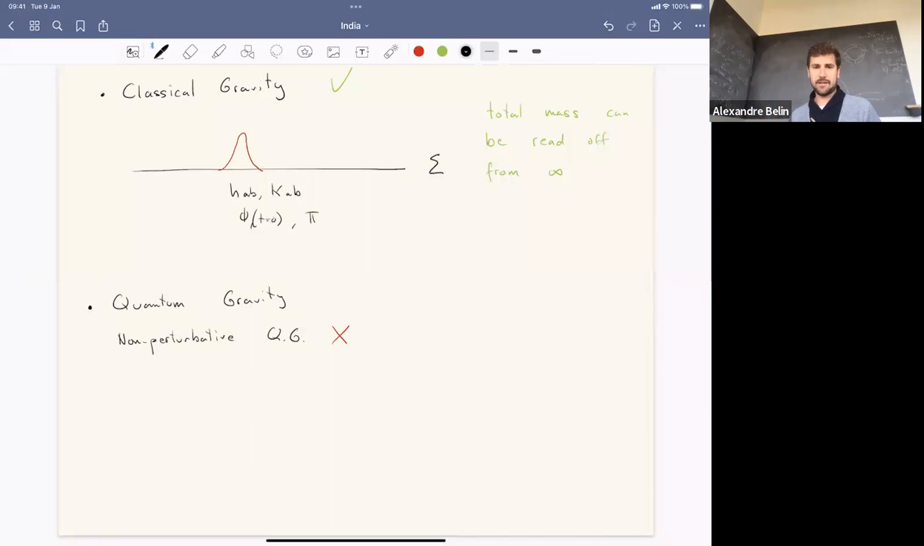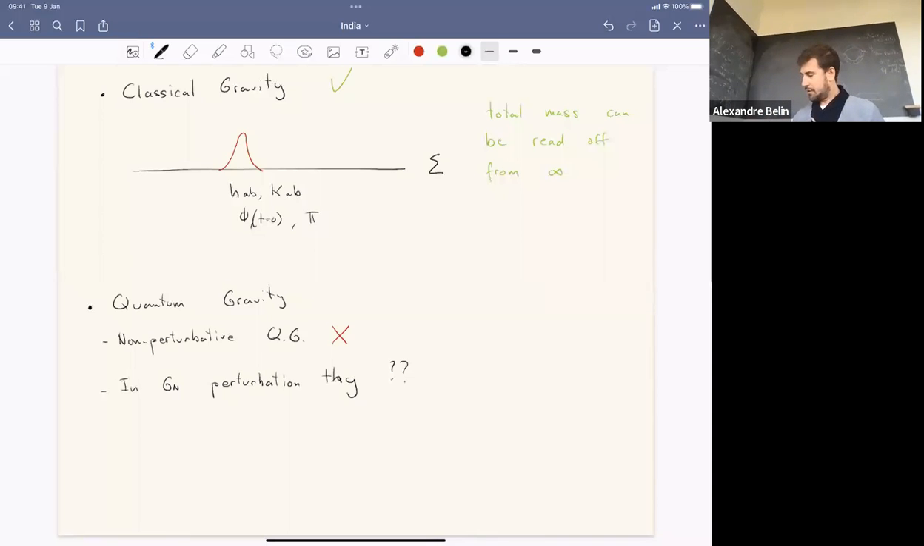The interesting regime, which is the one that I'll be discussing in this talk, is quantum gravity in perturbation theory. Non-perturbative quantum gravity, we don't think it works, but what about perturbative quantum gravity? This is a gray region between classical gravity, where we know it does work, and quantum gravity, where it does not. And so the question is, on which side does it lie? Does it look more like classical gravity, or more like quantum gravity?